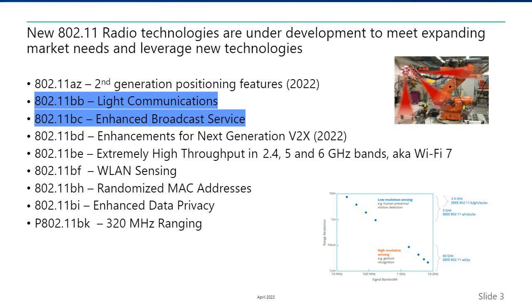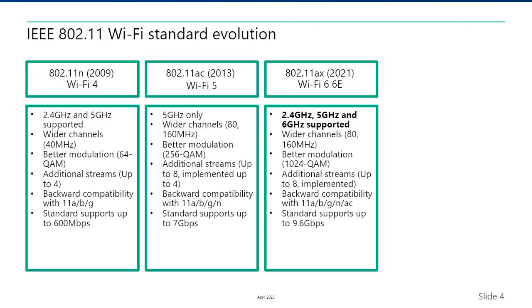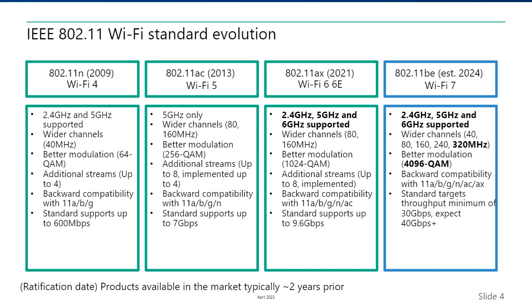So these are all of the active task groups. The next slide shows the evolution in capabilities. I won't go through this in great detail, but you can see the growth over time of the data rates that are supported over the wireless link. And this enables new applications, video, etc.